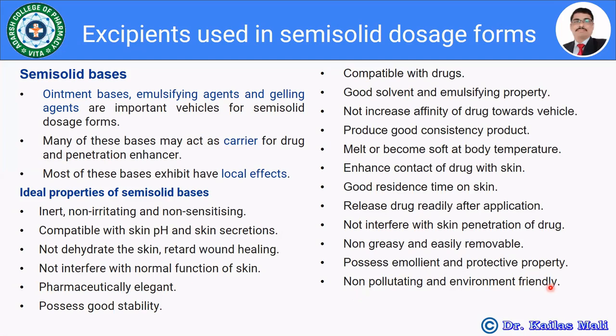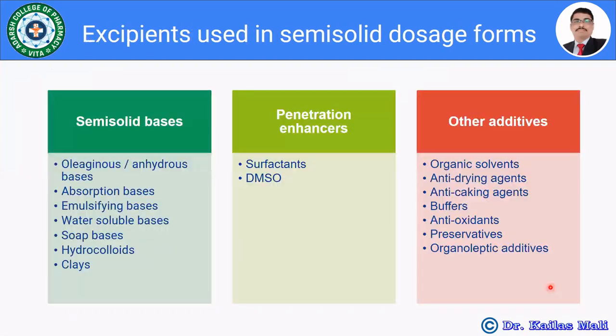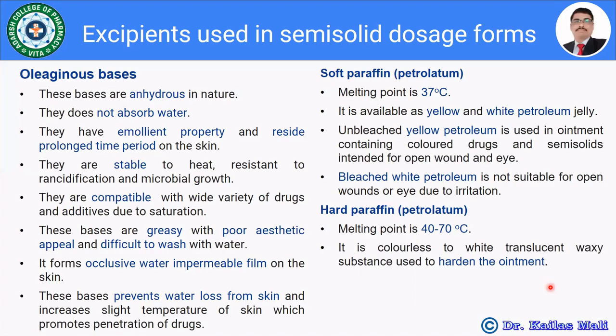So these are some of the ideal properties of the semi-solid bases which are used to prepare the semi-solid dosage form. So moving towards the excipients used in the semi-solid dosage form. So the very first one is the semi-solid bases. From that, the very first one is the oleaginous base. Its name itself indicates that it is oily in nature, isn't it? That's why it is said to be the oleaginous base.